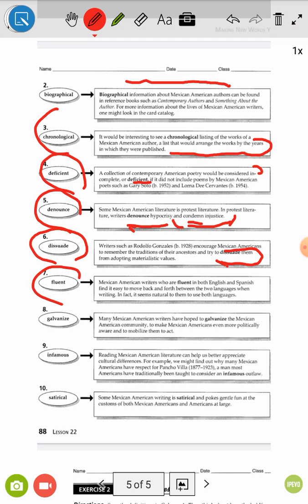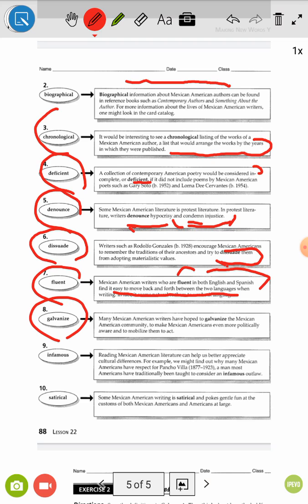Fluent. Mexican American writers who are fluent in both English and Spanish. It could be positive or negative, fluent. These writers, fluent in both English and Spanish, find it easy to move back and forth between two languages. So this is positive. They can use the two languages easily. So they are fluent in English and Spanish, as you can see. So fluent here, easy to move.